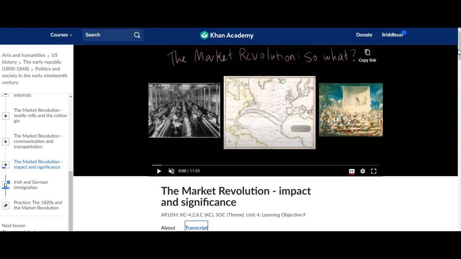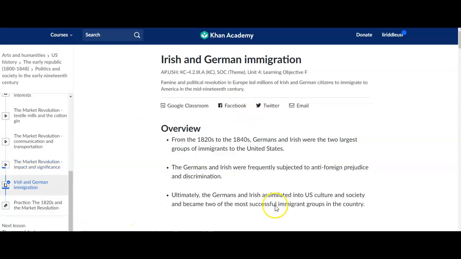But the purpose of having you do this, number one, is just so that you understand what is happening in the U.S. during the time that the creator selected. For some of us, when we look through some of the topics, the market revolution might not be something we remember, or we might not remember the specifics about Irish and German immigration. So this is just meant to give you a little review.